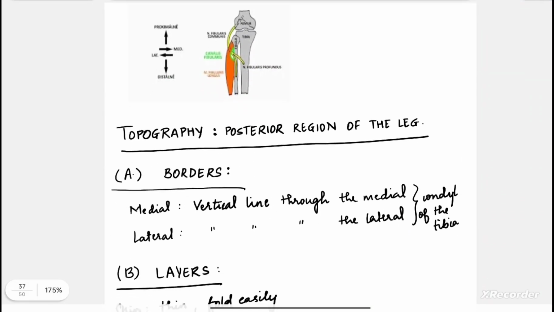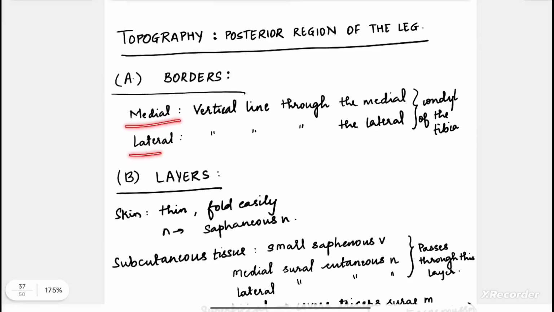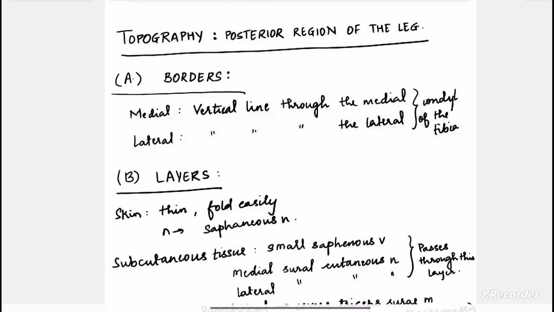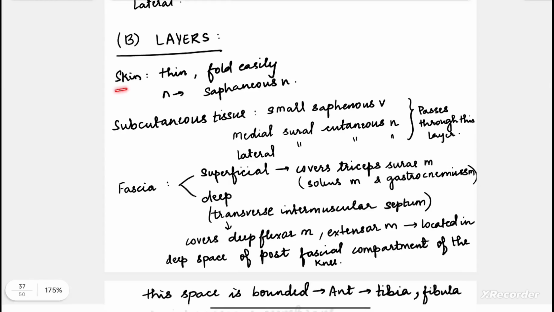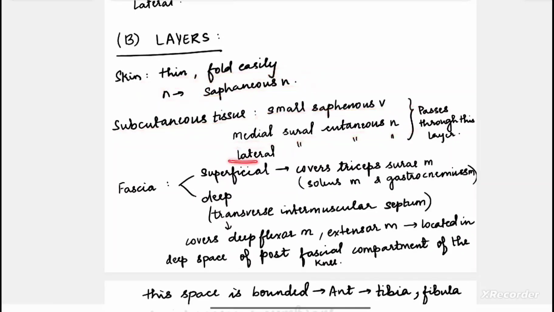Topography of the posterior region of the leg. Borders are medial and lateral. Medially, a vertical line is drawn through the medial condyle of the tibia, and laterally, a vertical line is drawn through the lateral condyle of the tibia. Layers are skin, which is thin and folds easily, and the nerve is the saphenous nerve. In the subcutaneous tissue, the small saphenous vein, medial sural cutaneous nerve and lateral sural cutaneous nerve pass through this layer.